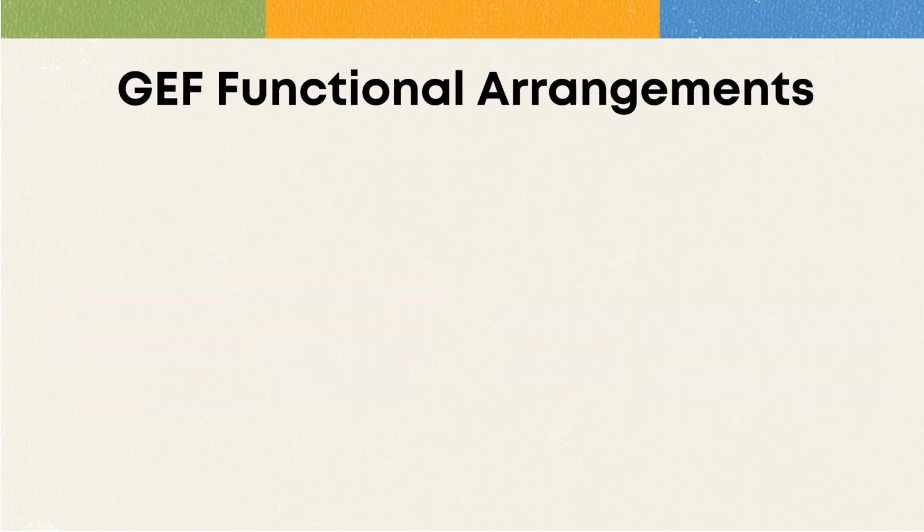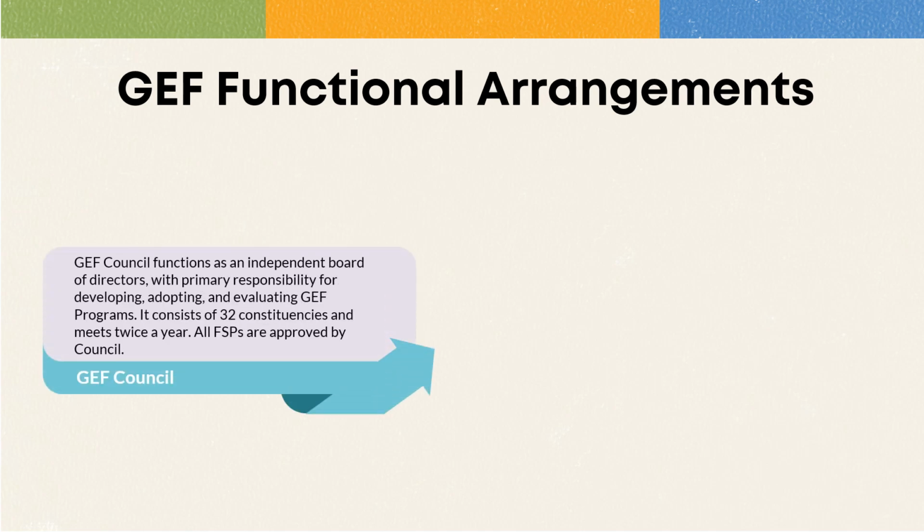GEF has several functional arrangements that enable it to operate effectively as a financial mechanism for environmental initiatives. Here are some of the key components. GEF Council. The GEF Council functions as the main governing body between assembly meetings. The Council is composed of 32 appointed members, 14 from developed countries, 16 from developing countries, and 2 from economies in transition. It meets twice annually to develop, adopt, and evaluate the operational policies and programs for GEF-financed activities.